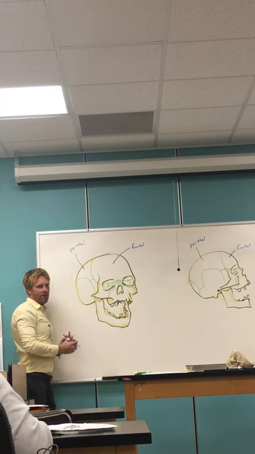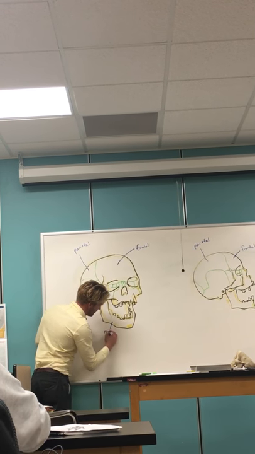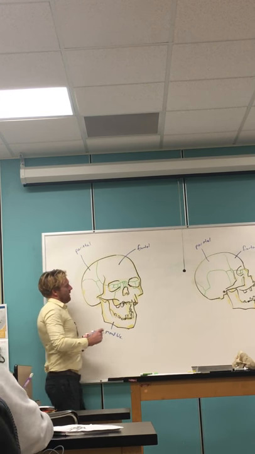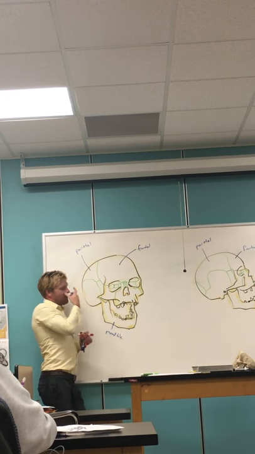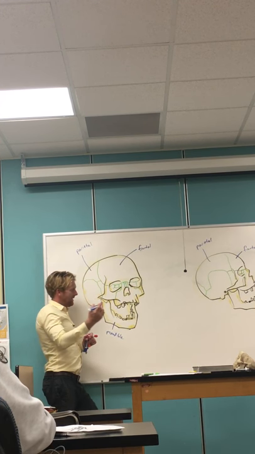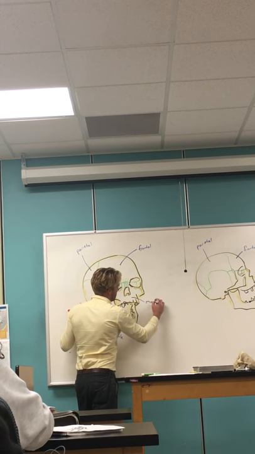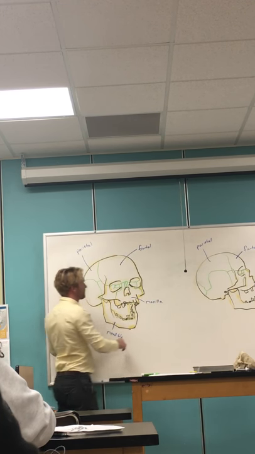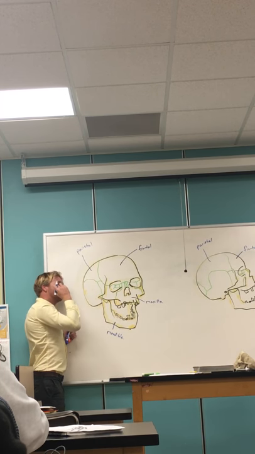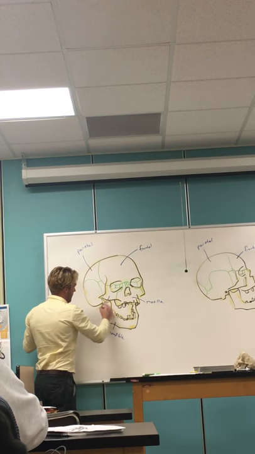What's the name of the lower jaw? Mandible. Anybody know the name of this bone? This is the bone that makes up our upper jaw. Maxilla. Okay, this is maxilla. What's the name of this guy that makes up the side of our cheek? Zygomatic. That's your zygomatic bone right there.